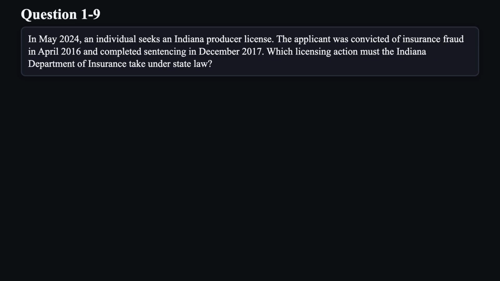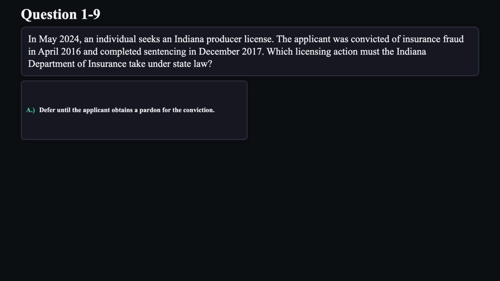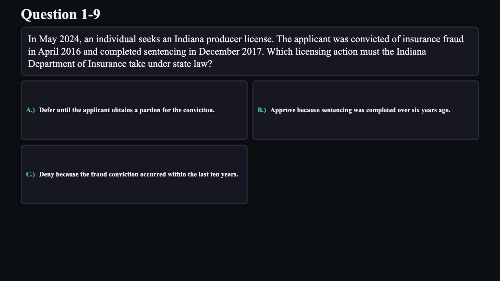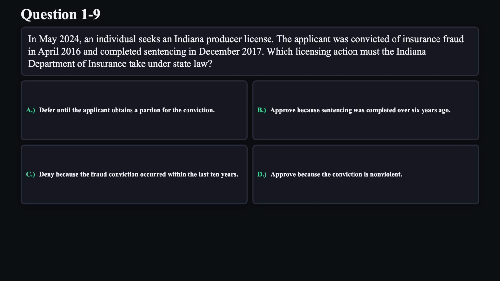Question 9. In May 2024, an individual seeks an Indiana producer license. The applicant was convicted of insurance fraud in April 2016 and completed sentencing in December 2017. Which licensing action must the Indiana Department of Insurance take under state law? A. Defer until the applicant obtains a pardon for the conviction. B. Approve because sentencing was completed over 6 years ago. C. Deny because the fraud conviction occurred within the last 10 years. D. Approve because the conviction is nonviolent.